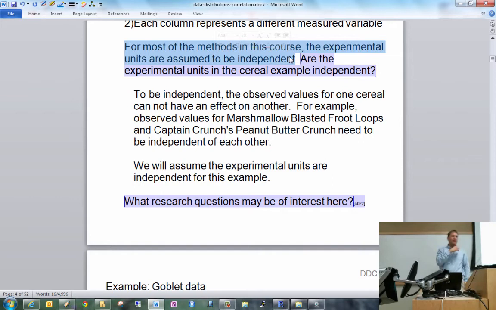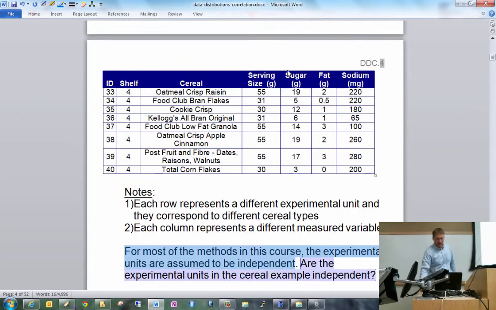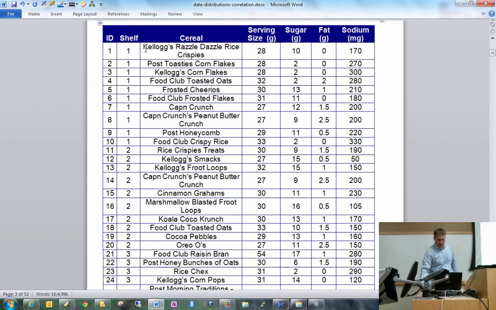Here's why. Let's go back to the data. We have a Kellogg's here. Oh, look, we also have another Kellogg's there. So it's made by the same manufacturer. So they might have the same kinds of practices of how they make these kinds of cereals. So, do we have independence?